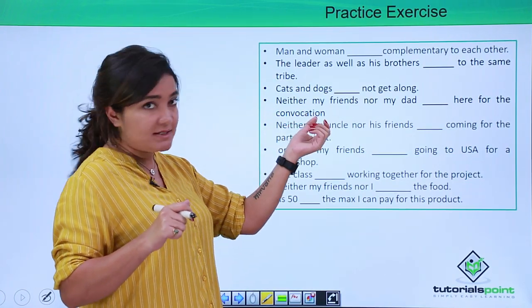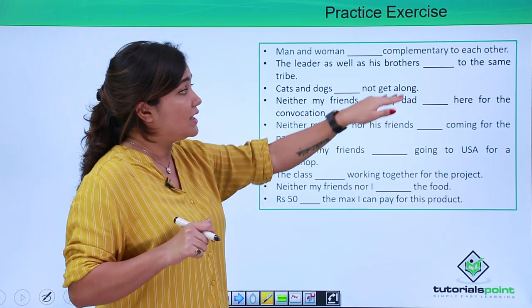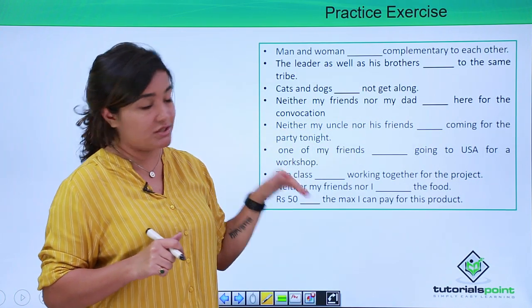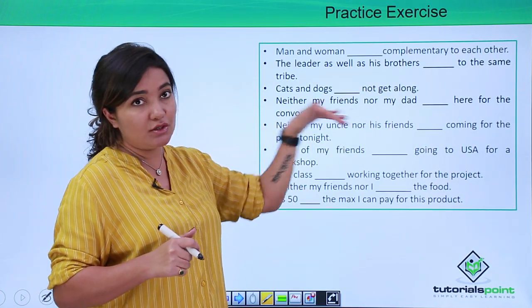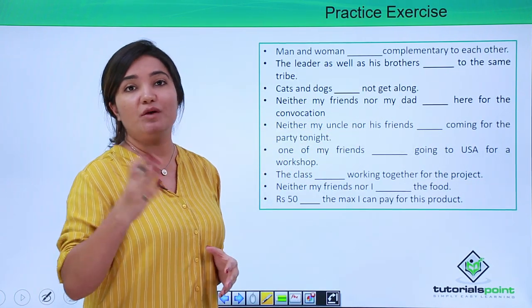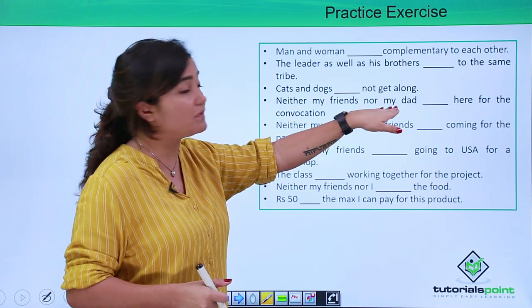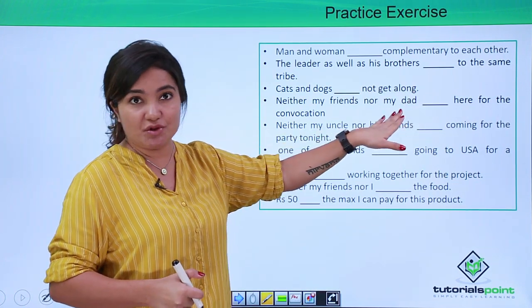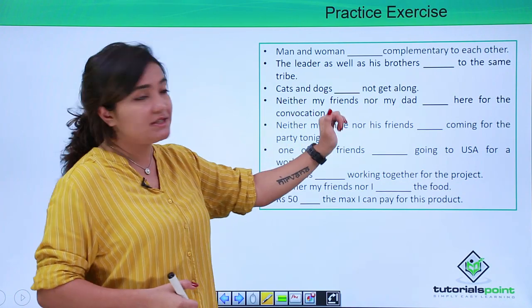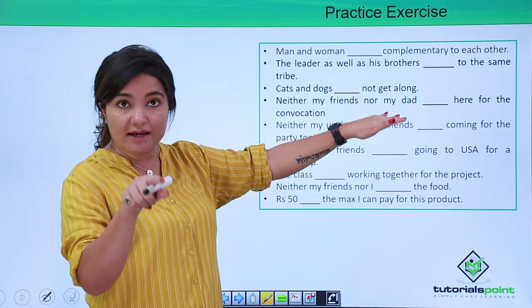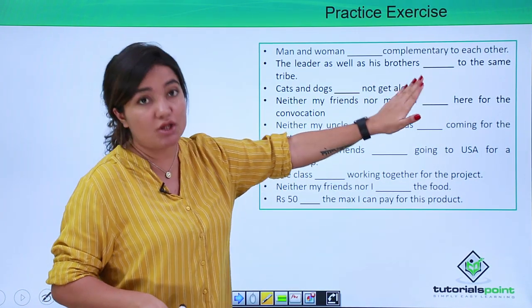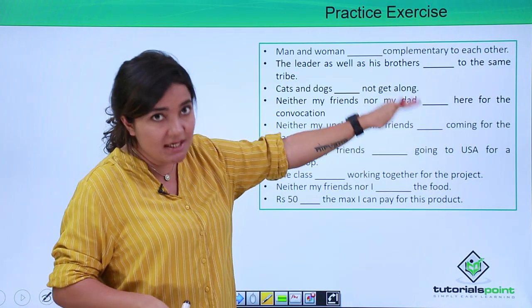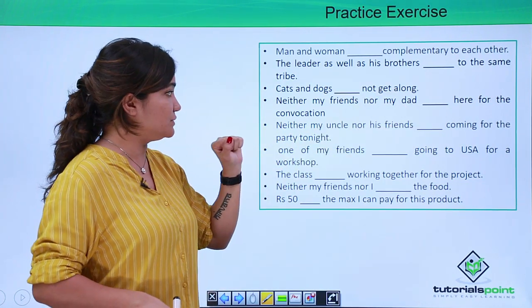Neither my friends nor my dad dash here for the convocation. So here, what is used? Neither nor is used. So in that case, what does the verb agree with? It always agrees with the subject that is closer to the verb. So here, neither my friends nor my dad, because dad is a singular subject and is closer to the verbs, neither my dad is here for the convocation.